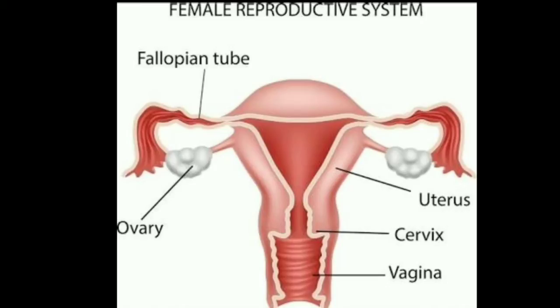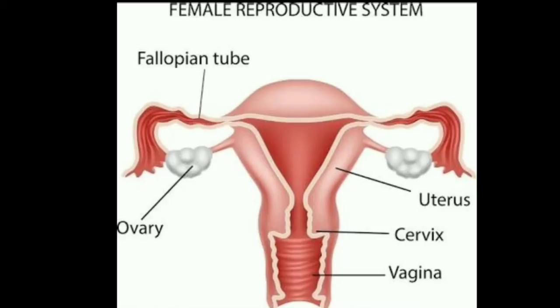Each ovary is an almond-shaped structure. They are about 3.5 centimeters long, 2 centimeters wide, and 1 centimeter thick. The primary function of the ovaries is to produce the egg or the ovum. They also produce two hormones, estrogen and progesterone.